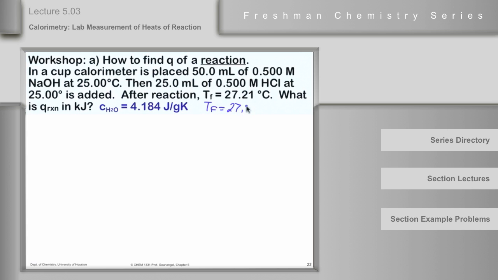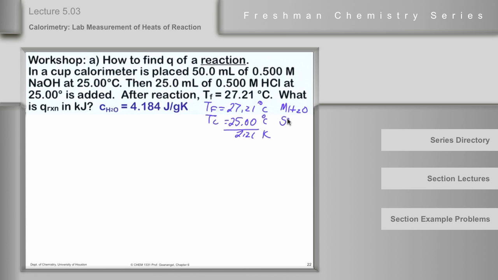2.21 kelvins. Okay? And the mass of the water, or solution, it is a solution, it's not pure water, but the mass of the solution, we will assume that it's dilute enough to have the same density as water. So 50 milliliters would be 50 grams, and 25 milliliters would be 25 grams. So 50.0 plus 25.0 grams is 75.0 grams of solution, or H2O.